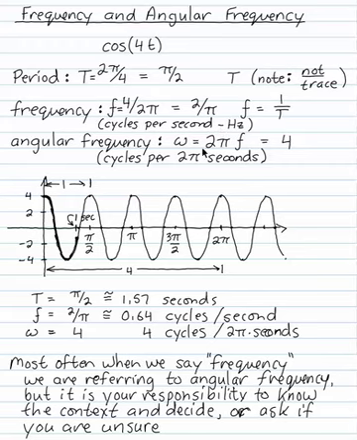The angular frequency is how many times the wave repeats in 2 pi seconds. Cycles per 2 pi seconds. And that's 2 pi times the frequency we described above. Or, in this case, 4.